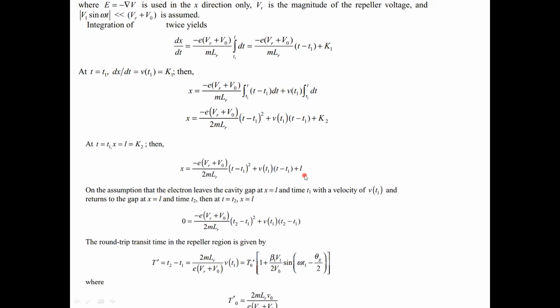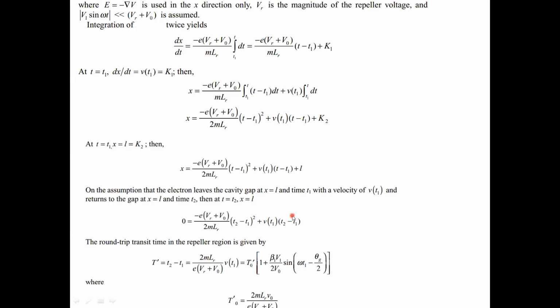So again one more assumption: small x equals l, and that is the repeller space, and at t1 the velocity of the electron is v of t1, and the gap is at x equals l. So try to substitute all these values. Clear? So initially the gap we are measuring as 0. Therefore l equals minus e VR plus V naught by 2 ml into (t2 minus t1) square plus v of t1 into (t2 minus t1).